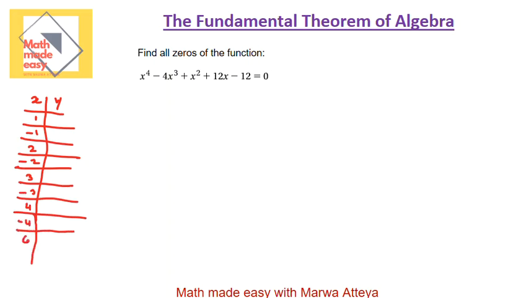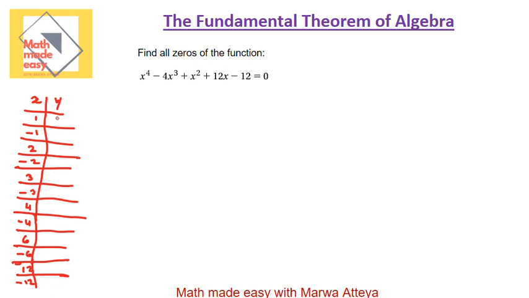And we have positive and negative 6. And finally, positive and negative 12. Let's just pray that we get a root soon enough. We will start checking each one of those by substituting for x. Once we get a 0, we will stop immediately.